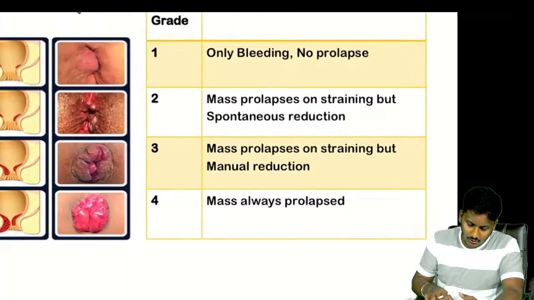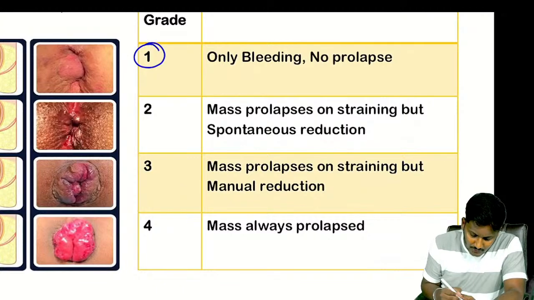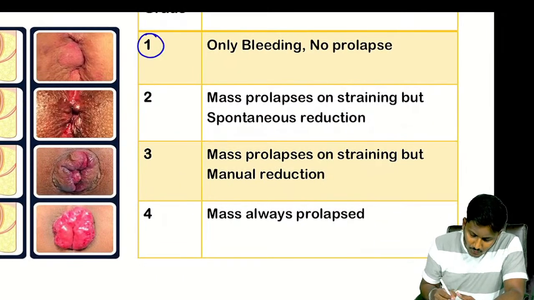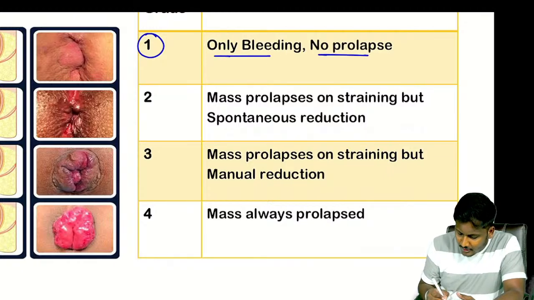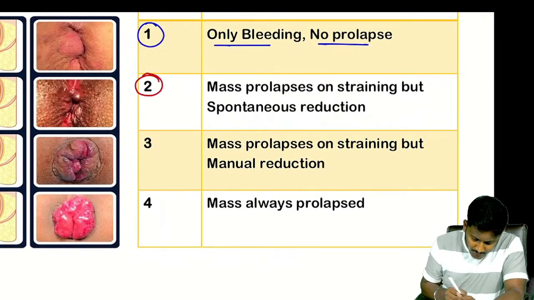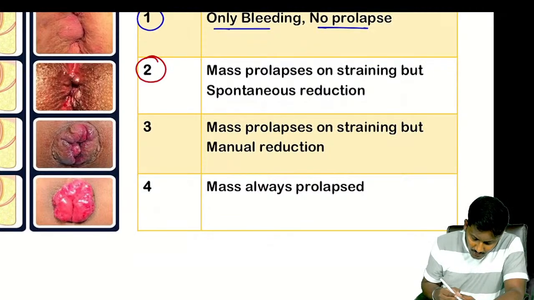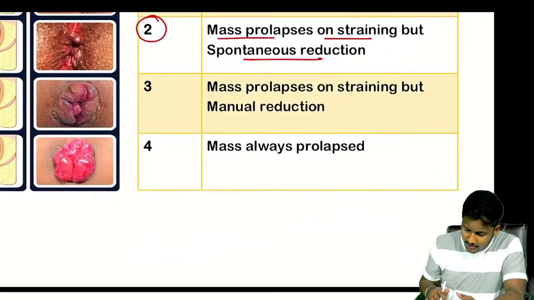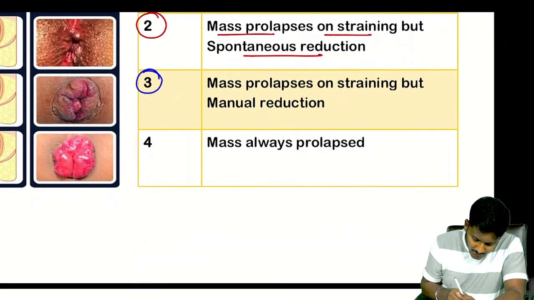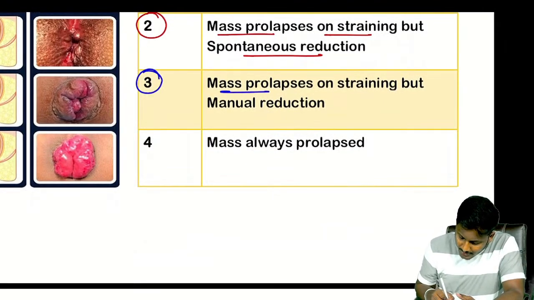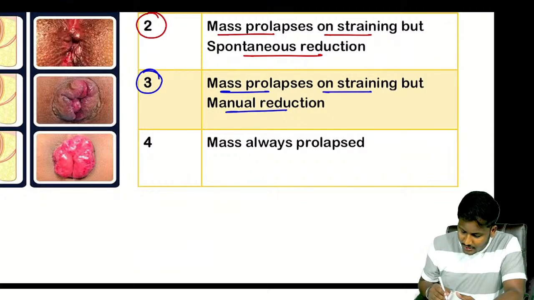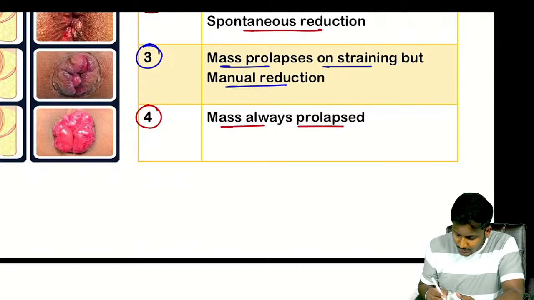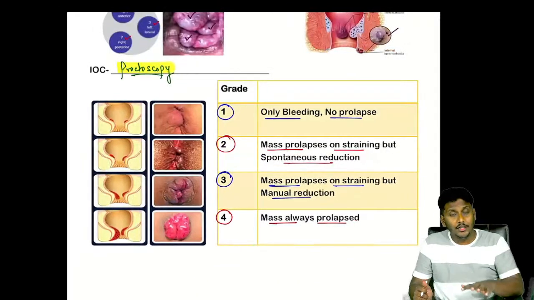Clear? So grade 1 hemorrhoids, beta, you have to remember, there is only bleeding, there is no prolapse of mass seen. In grade 2 hemorrhoids, they will see the mass prolapse on straining, but it shows a spontaneous reduction. In grade 3 hemorrhoids, the mass prolapses on straining again, but a manual reduction is required. And in grade 4 hemorrhoids, he will say that the mass is always prolapsed outside. Clear all of you now?